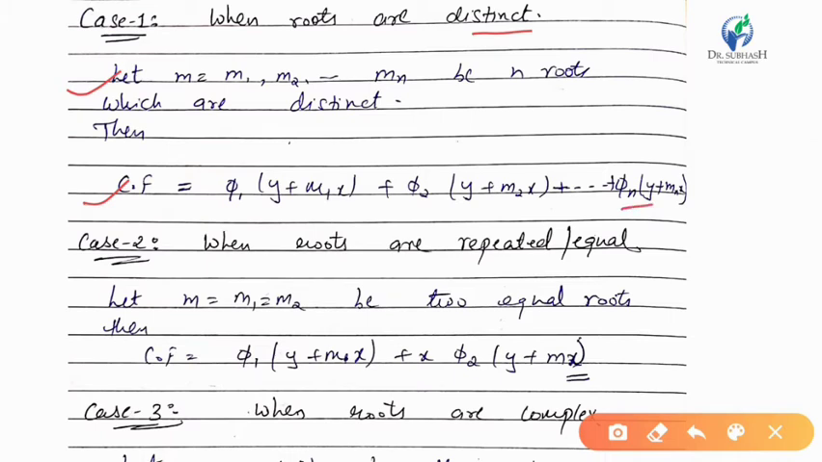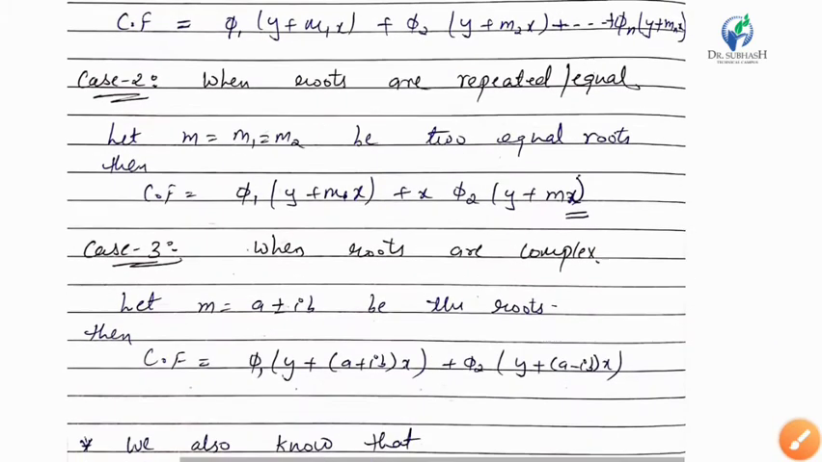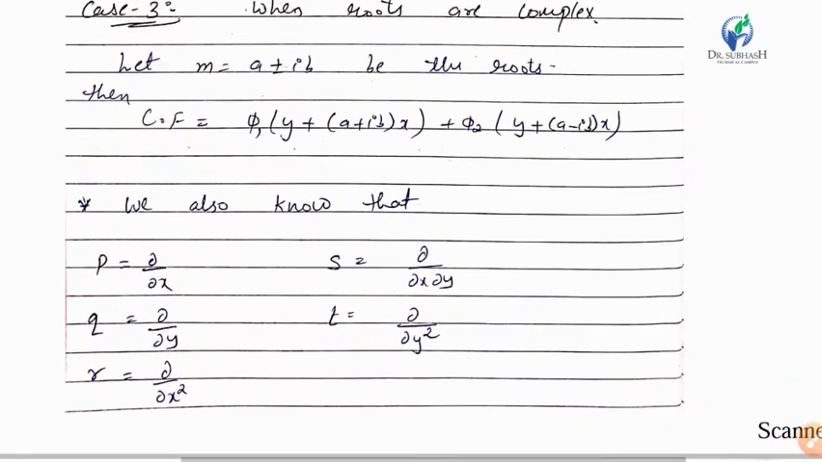Now when the roots are equal or repeated, suppose let me consider only two roots for time being, m = m1 = m2. Then CF = phi1(y + mx) + x phi2(y + mx). If there is a third root, then I will add here x² phi3(y + mx). Now the third case is when the roots are complex.